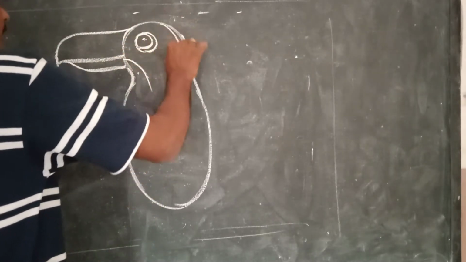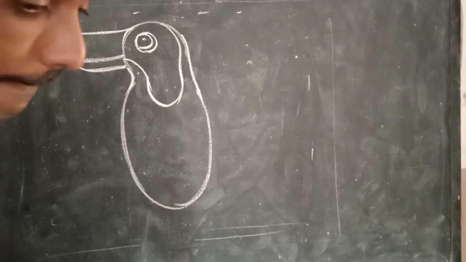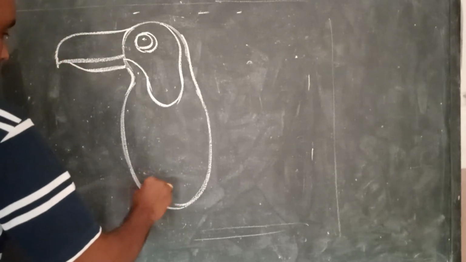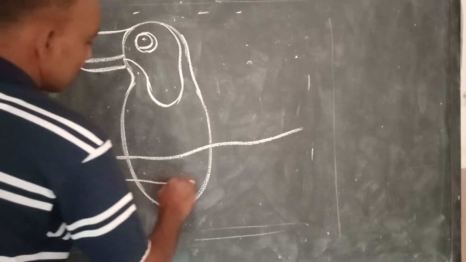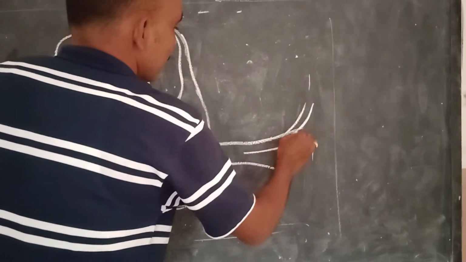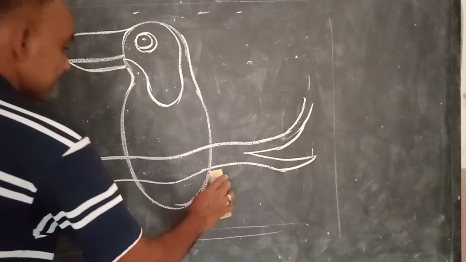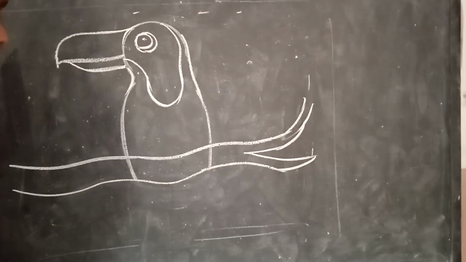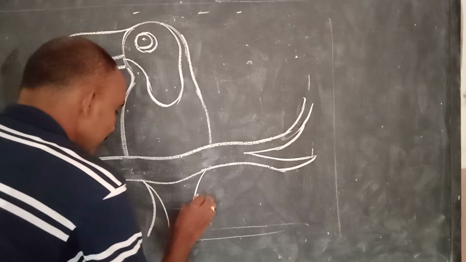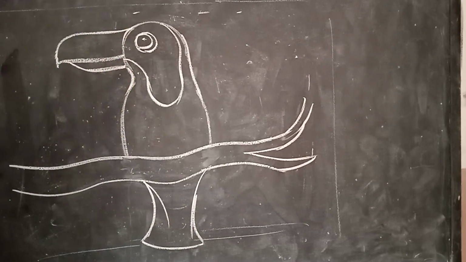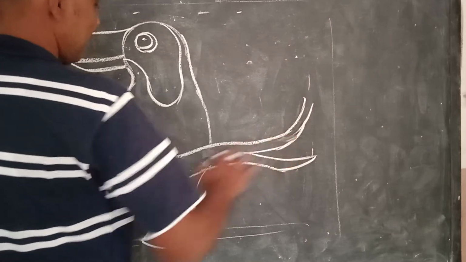Next here, it is sitting on one branch, a tree branch. Next I am going to erase this part. Now next here I am going to draw the tail of the bird. It is very easy to draw with the help of shapes.